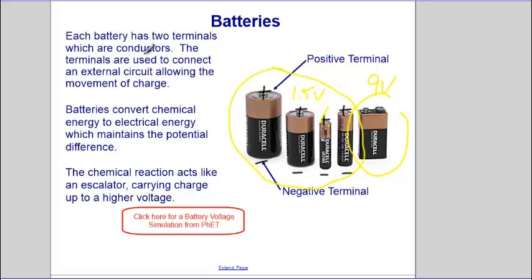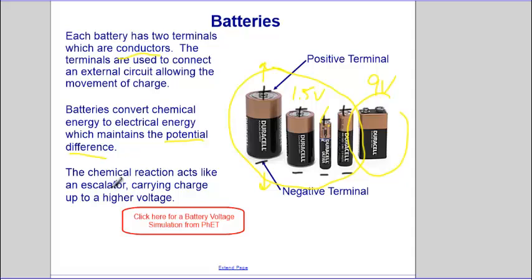So each battery has two terminals that are conductors. The terminals are used to connect the external circuit, allowing the movement of charge. Batteries convert chemical energy into electrical energy, which, by the way, is mechanical in nature because charges are moving, just like mass is moving or roller coaster cars moving along a track. And they move because of what's called a potential difference. So this being a high potential and this being a low potential.